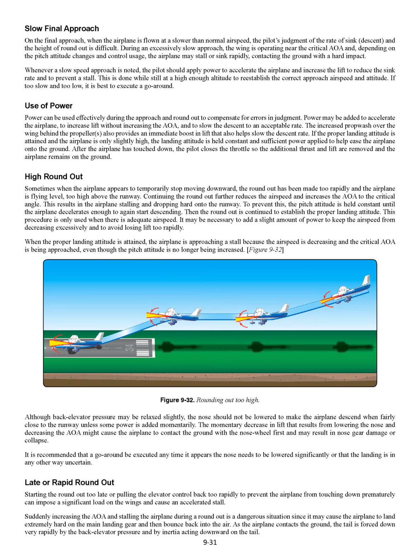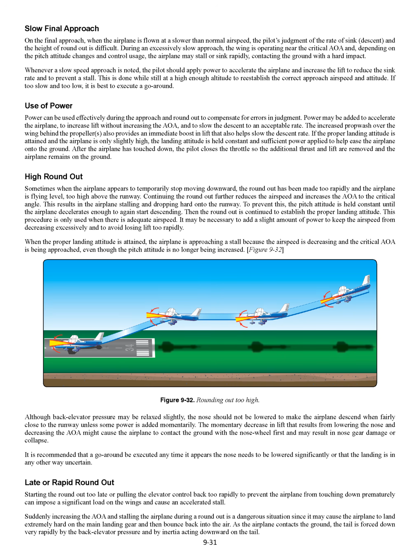High round out. Sometimes when the airplane appears to temporarily stop moving downward, the round out has been made too rapidly and the airplane is flying level, too high above the runway. Continuing the round out further reduces the airspeed and increases the AOA to the critical angle. This results in the airplane stalling and dropping hard onto the runway. To prevent this, the pitch attitude is held constant until the airplane decelerates enough to again start descending. Then the round out is continued to establish the proper landing attitude.